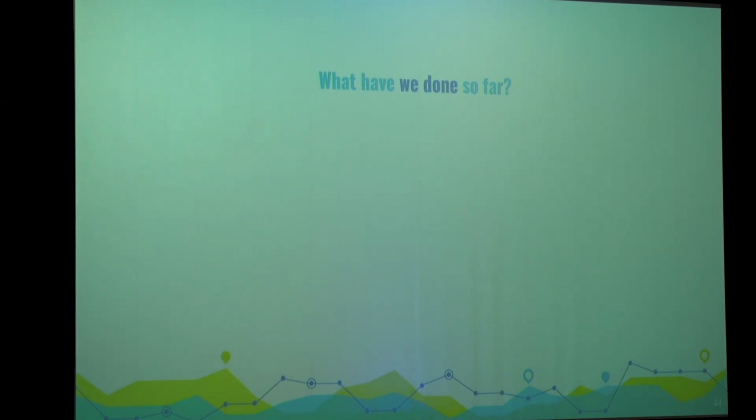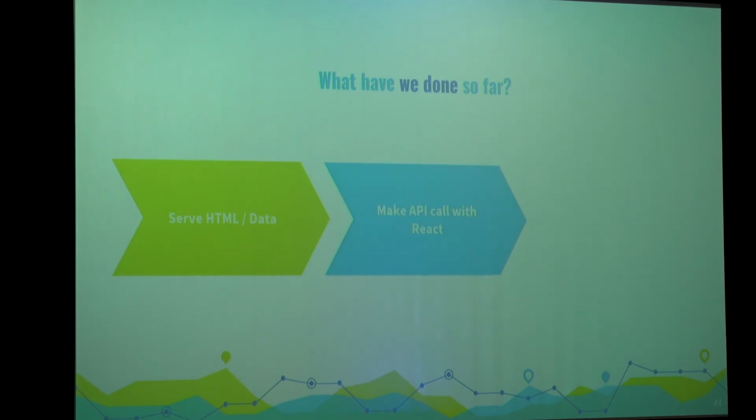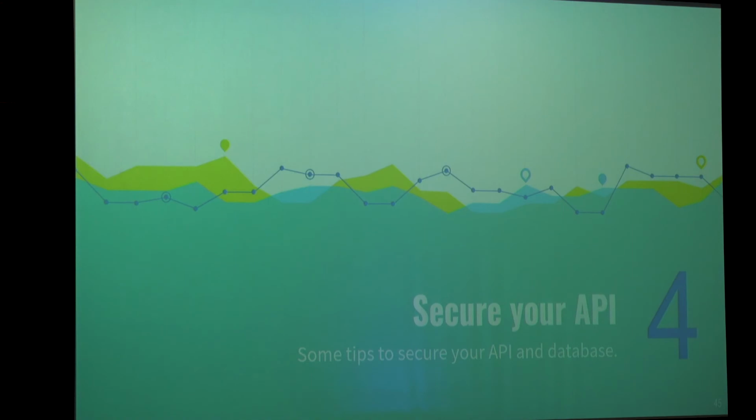Okay, so what have we done so far? We have our HTML application in Flask. We have an API call with React that will now populate our chart. And we've installed and rendered our first Victory chart. So I think I'm probably a bit ahead of schedule here. So what do we do next? Probably the next item we want to do is secure our API. So just a couple of tips and tricks for that.